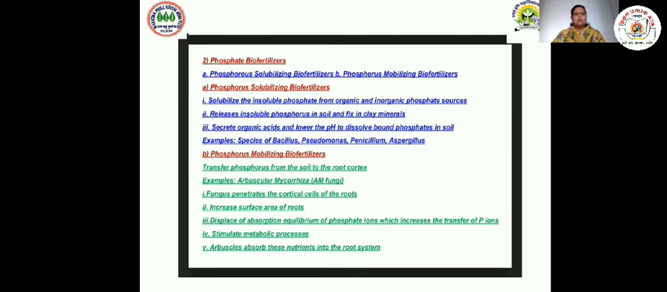Next is the phosphorus mobilizing biofertilizer. They transfer the phosphorus from soil to the root cortex. For example, arbuscular mycorrhiza, AM fungi. This fungus penetrates the cortical cells of the roots, thereby increasing the surface area of the root, then displaces the absorption equilibrium of phosphate ions, which increases the transfer of P ions. Then it stimulates the various metabolic processes. Then arbuscules absorb these nutrients into the root system.